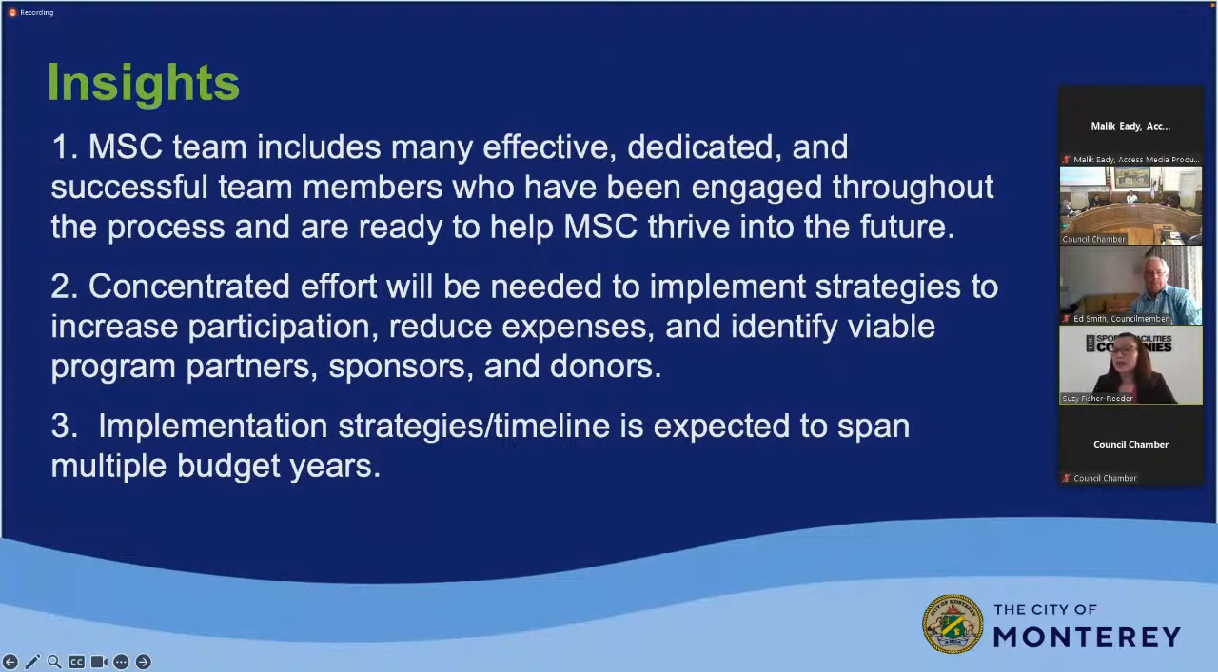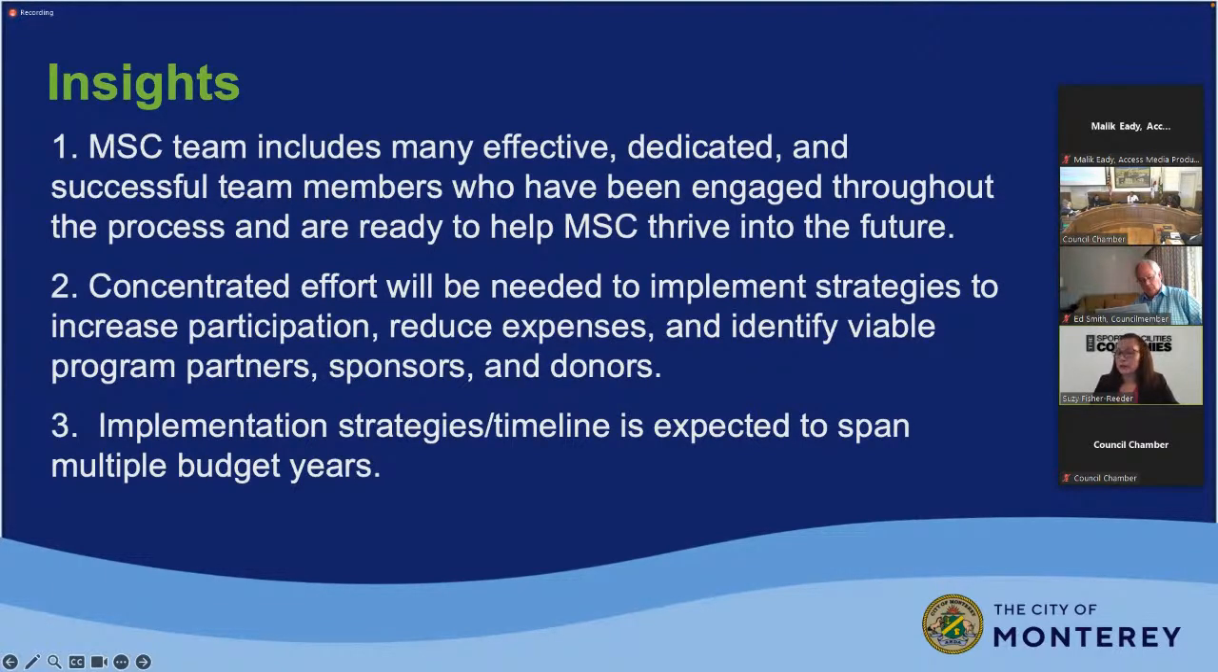And finally, I really want to thank the Monterey project team, the Monterey Sports Center staff. Throughout this project, we've noted that the Sports Center has many effective, dedicated, and successful team members. They have been engaged in the process, and they are ready to help the Sports Center thrive into the future. There was a concentrated effort, and there will be needed to continue a concentrated effort to implement the strategies to increase the participation and the membership, to reduce expenses, and to identify viable partners, sponsors, and donors.